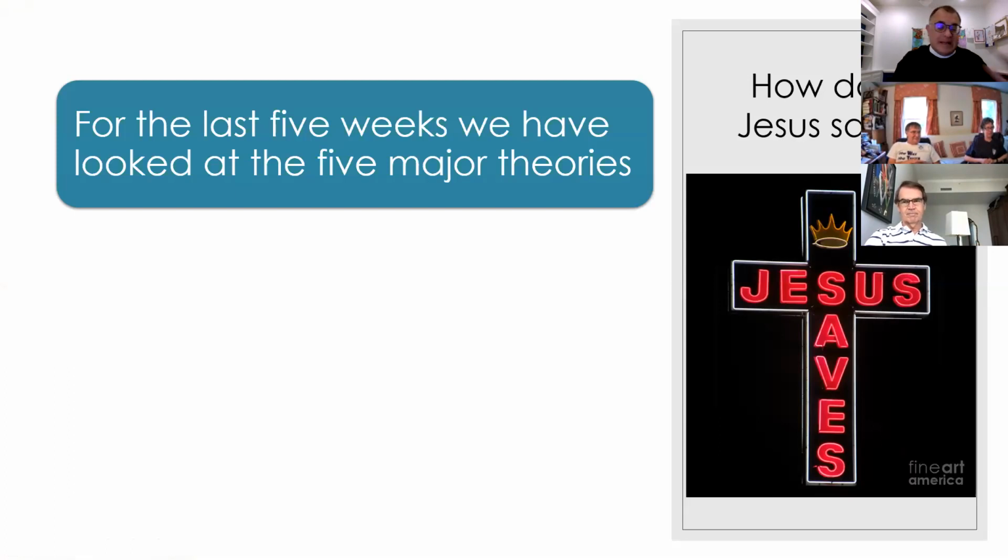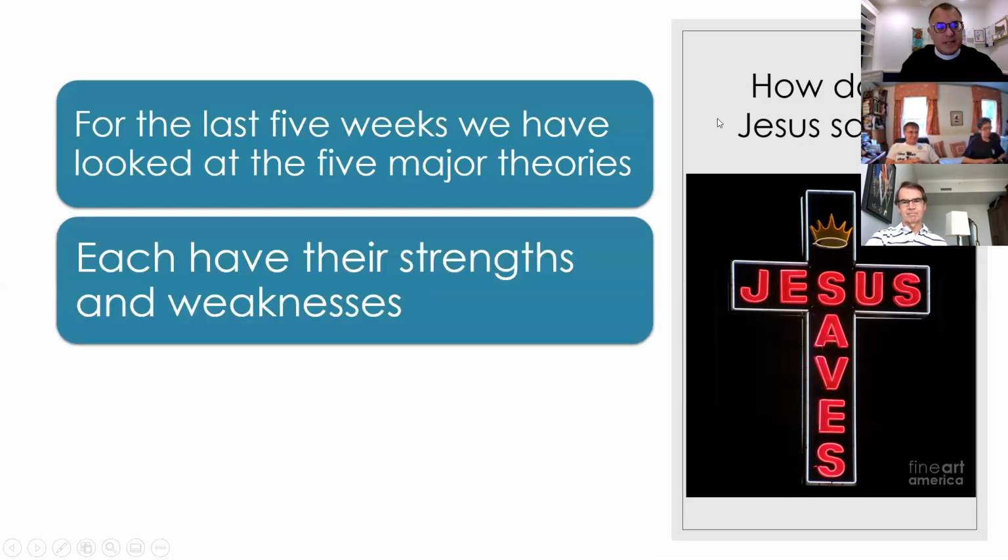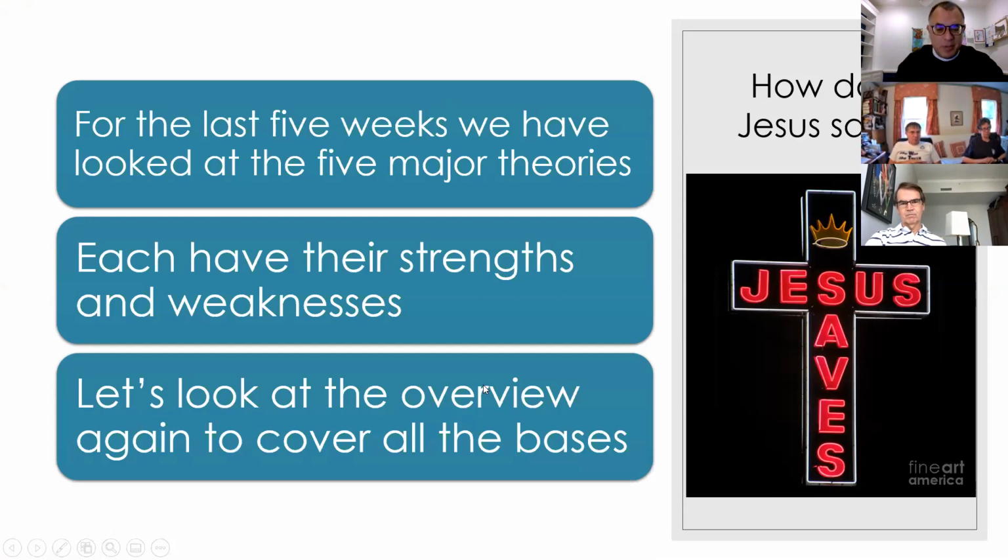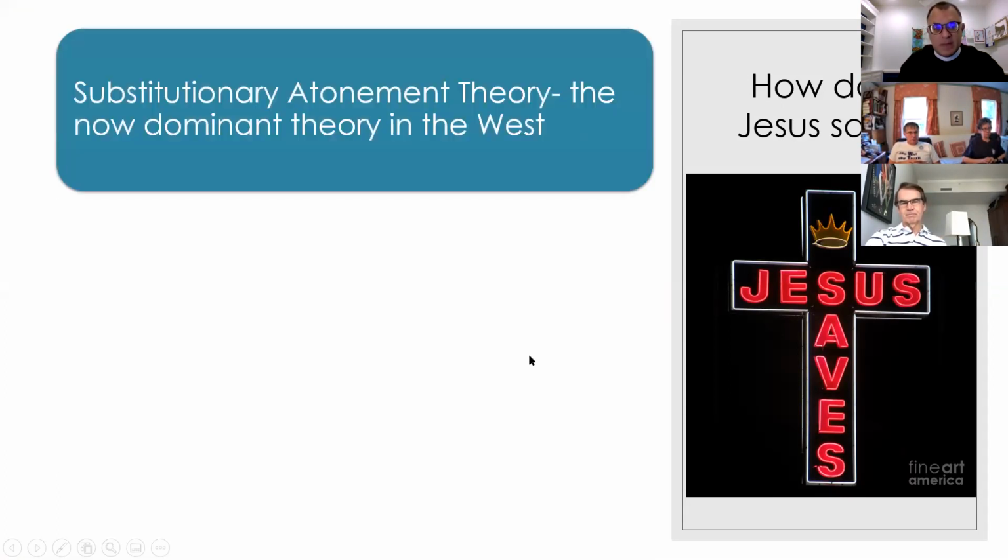For the last 5 weeks, we have looked at the 5 major theories of atonement, the different ways that Jesus saves. And we see that each has its strengths and weaknesses. Every one of them has something that counts and matters. And some seem to be a little stronger and some a little weaker, but they all have their options. So what we're going to do real quick, we'll look at the overview just to see where we are.